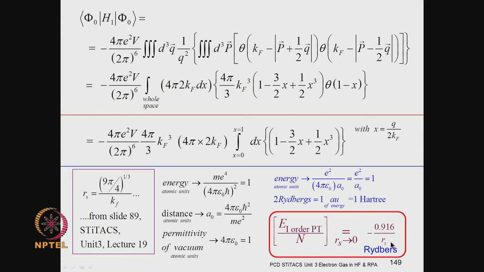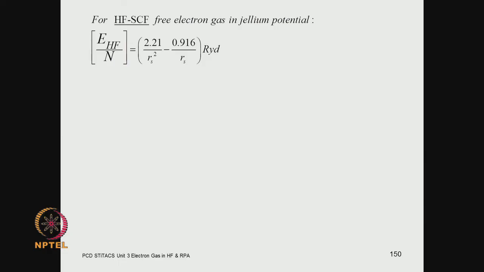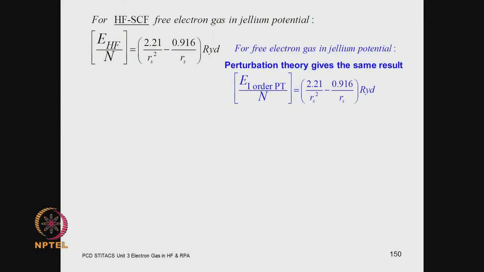Now, we have seen this result earlier. It came from the Hartree-Fock self-consistent field method, and now we get it from perturbation theory. So, this is a very happy coincidence that the Hartree-Fock self-consistent field method and the perturbation theory give you essentially the same result. So, this is the result from the Hartree-Fock self-consistent field method, which we had obtained in our previous classes. This is the result from perturbation theory. Both are exactly identical.